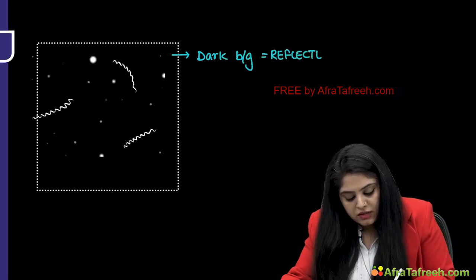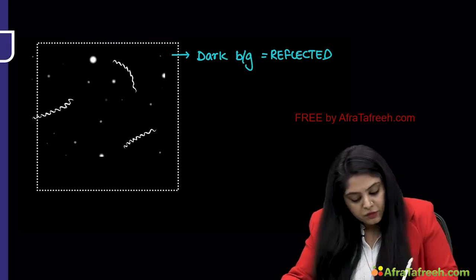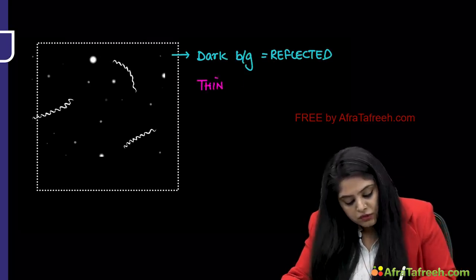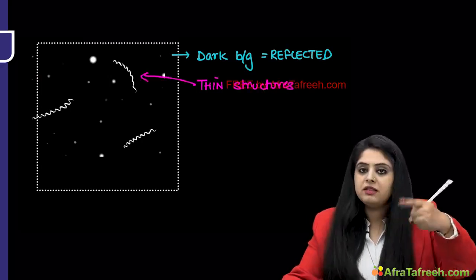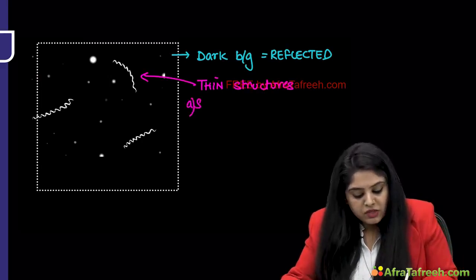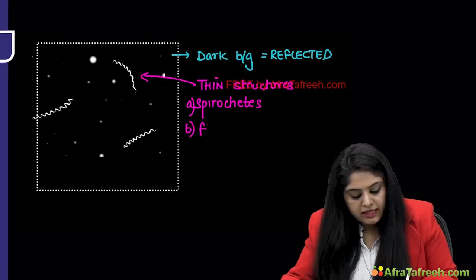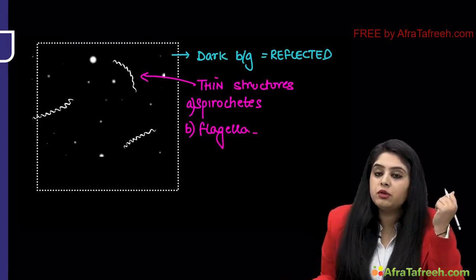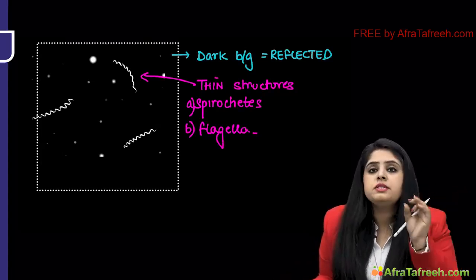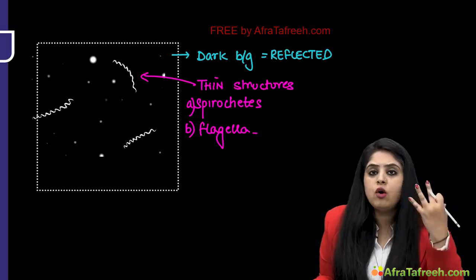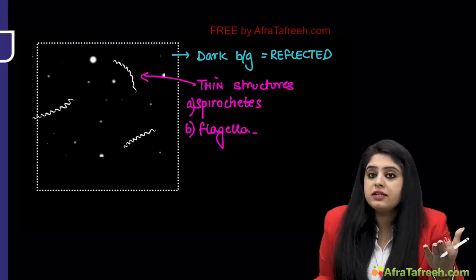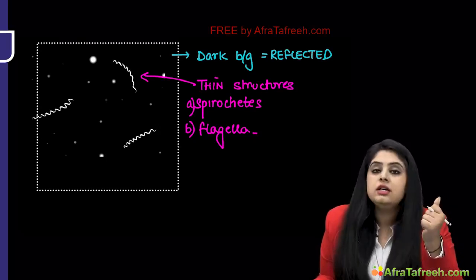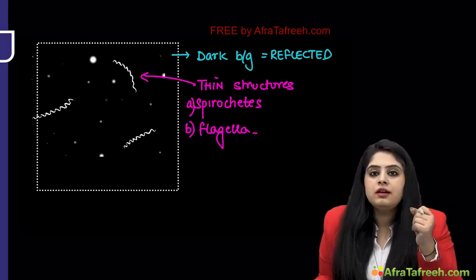And your next question is, under which scenario are you going to use it? This we are going to do again for the thin structures. Now, do you already know by now what the thin structures are? Like over here, all this spiral thing that is going on, this is actually the spirochetes. But other than that, even for flagella, we can be using the dark field microscope. I hope everyone's understood. Simple. Everything's going to be dark and the object will be highlighted out. Why? Which light are you using? Reflected light. Very good.